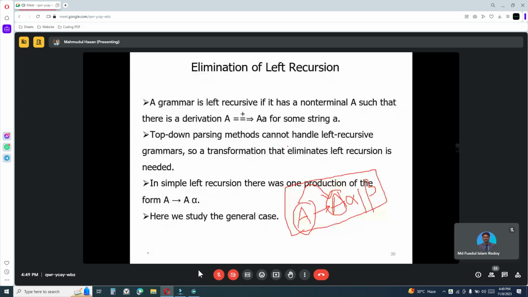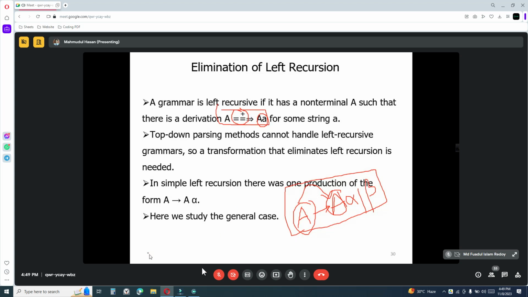That's why this notation is used. Equal plus means after some derivation. Plus means, as we know, one or more. Just by seeing the production rule you can decide there is a left recursion problem, and sometimes after some derivation this problem can arise. That's why equal plus. That means after some derivation, if you get A to A alpha, that is left recursion. Okay, everyone?